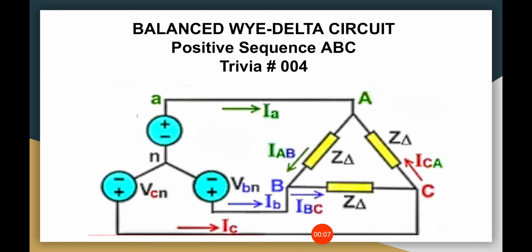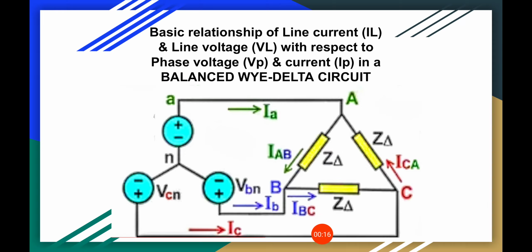Okay guys, welcome to my trivia number 004, a balanced WYE-DELTA circuit, a positive sequence ABC. I'm going to share with you the basic relationships of the line current IL and the line voltage VL with respect to the phase voltage VP and the phase current IP in a balanced WYE-DELTA circuit.